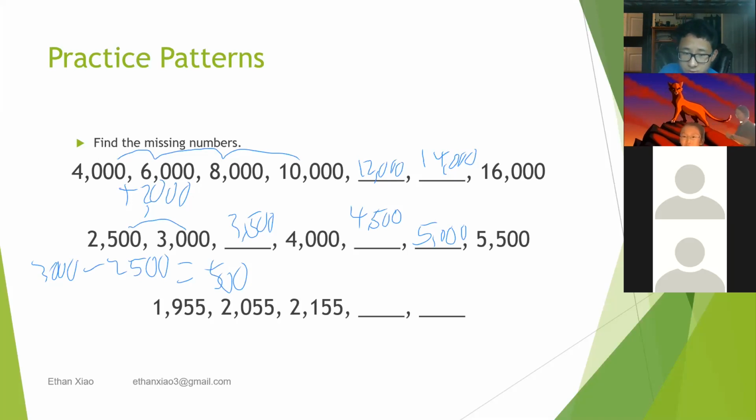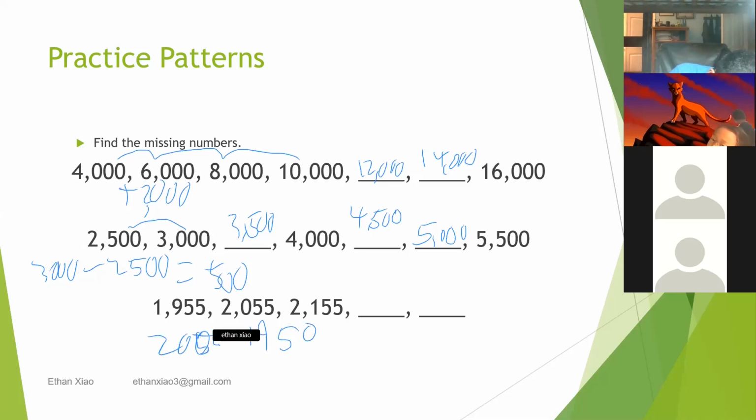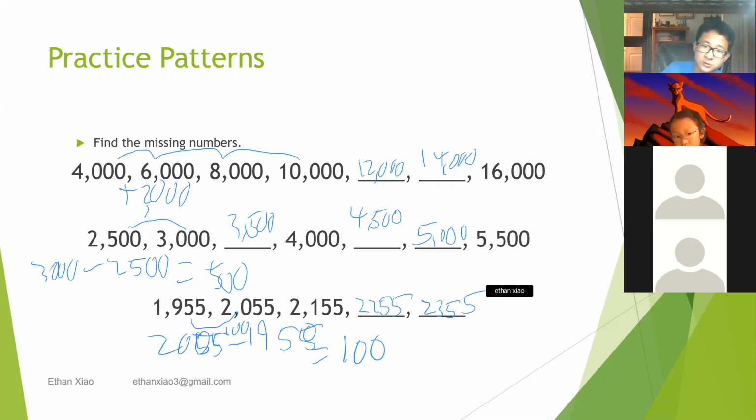And for the third problem, I'll just demonstrate it for you guys. This one actually looks kind of hard, but it's really not. All you have to do is subtract 1,955 from 2,055, which equals 100. So the rule is to add 100. Once you figure out the rule, it should be pretty easy to complete the pattern. So this is 1,255, and the next one is 2,355. So that was the answer to the third question.